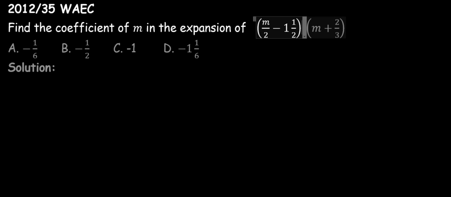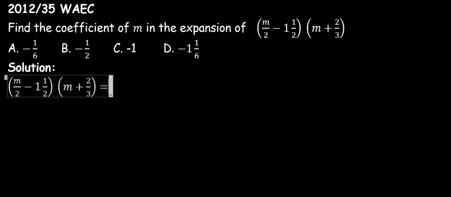Another example. Find the coefficient of m in the expansion of (m divided by 2 minus 1 1/2) into (m plus 2 divided by 3). The options are given. Solution. First, we write out our problem. (m divided by 2 minus 1 1/2) into (m plus 2 divided by 3) will be equals to, we change the mixed number into an improper fraction. In the first bracket, we now have (m divided by 2 minus 3 divided by 2) into another bracket, the second bracket, which is (m plus 2 divided by 3).